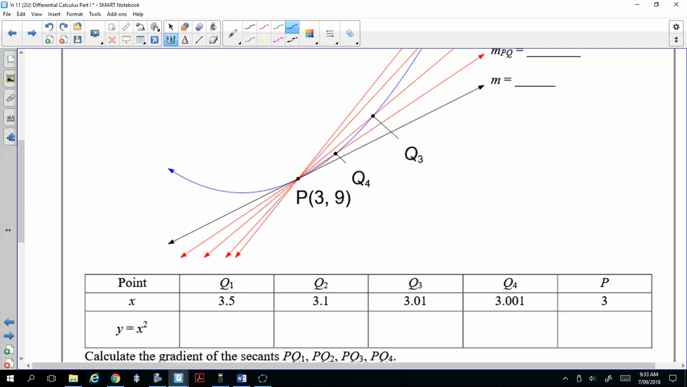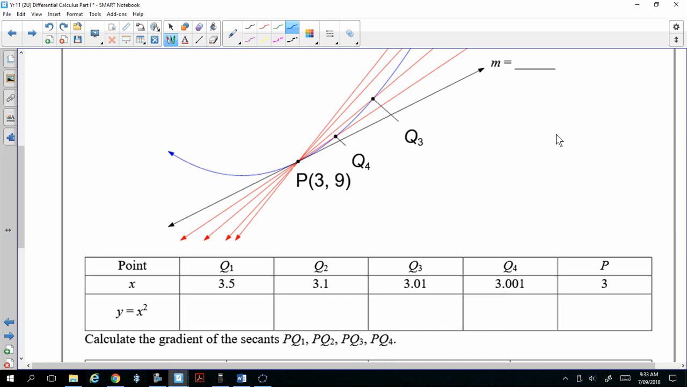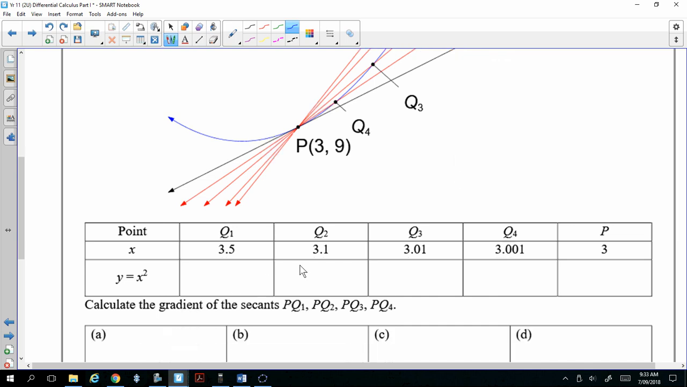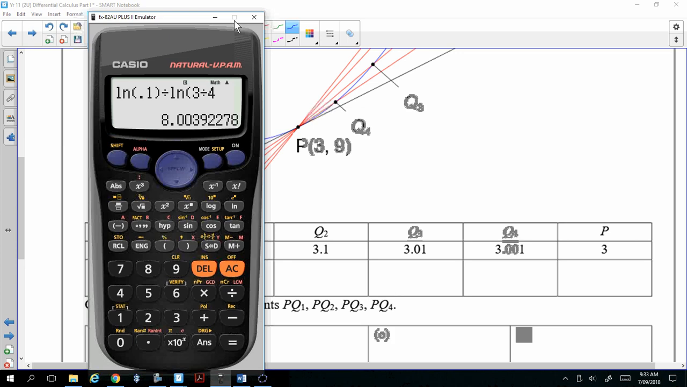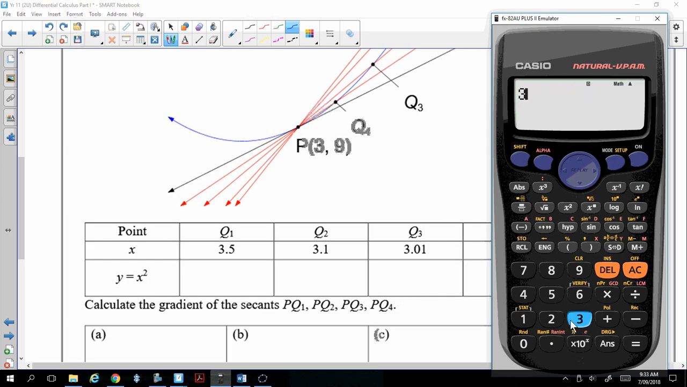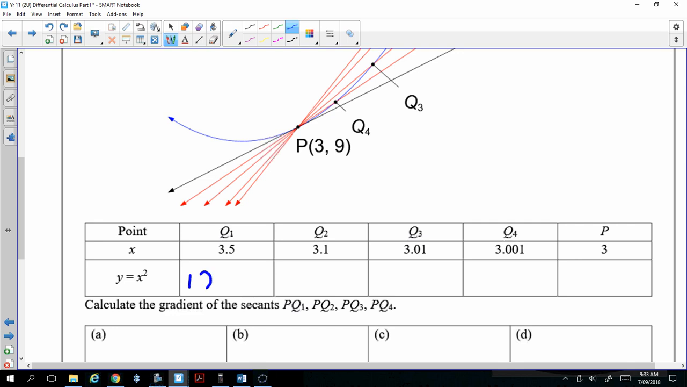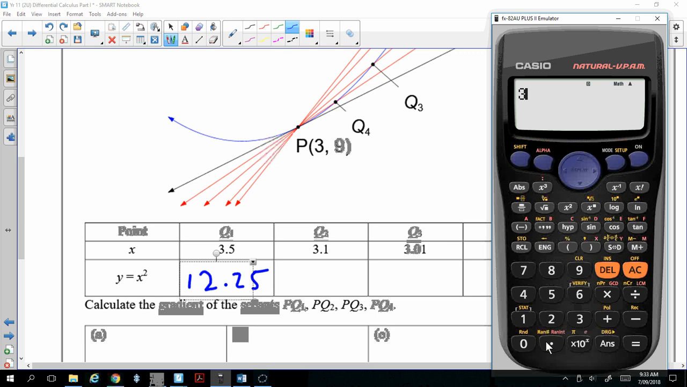Okay, let's start with this. Okay, 3.5. I just want you to get the y value. So watch this. Just go 3.5 squared. What do you get? 12.25. Do the next one. 3.1 squared. 9.61. Do not round. We need to take the whole thing.